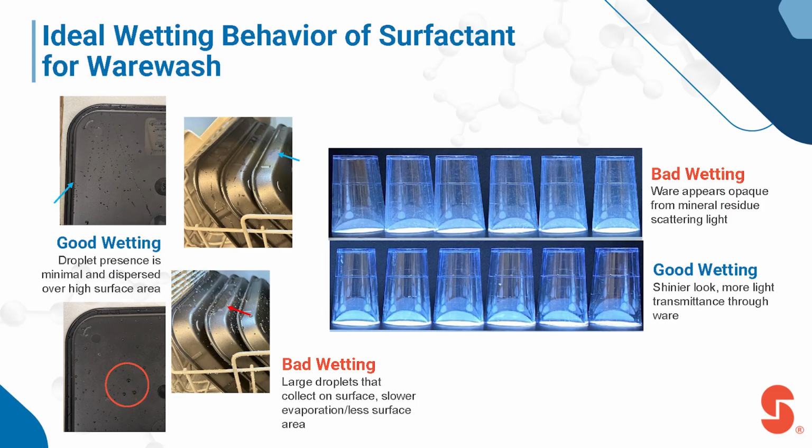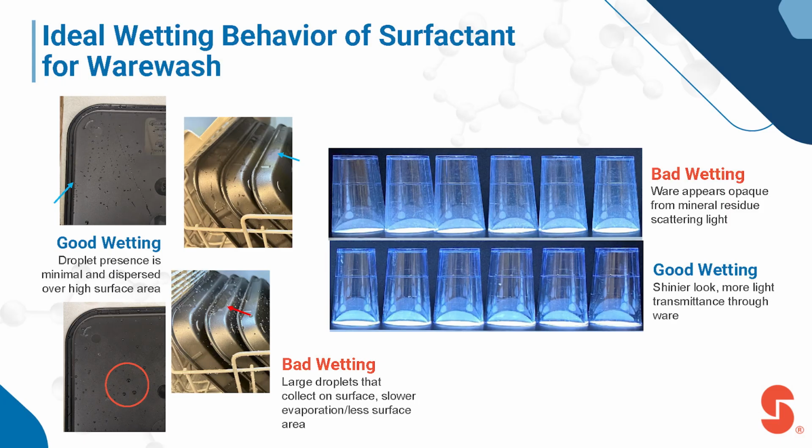And that's an indication of bad wetting. It wants to again stick to itself. So with good wetting, we won't see those significant pools. And if we visually look at the plates, for good wetting there are still going to be water droplets, but they'll quickly evaporate because they're dispersed over a high surface area, versus bad wetting, where it's beaded and is going to take significantly longer to evaporate.